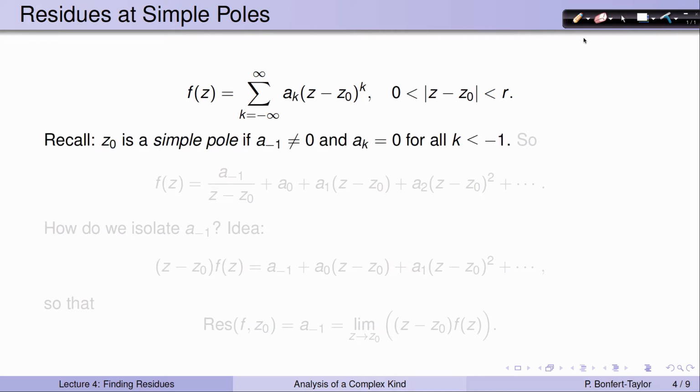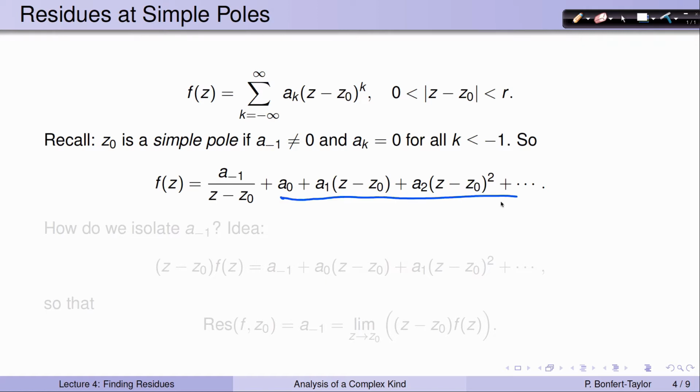Recall that z0 is a simple pole if the a_(-1) term in the Laurent series representation is non-zero, but all other a_k's for k's less than negative 1 are equal to 0. So there's exactly one negative power of z minus z0 in the Laurent series expansion. So f has the form a_(-1) divided by (z minus z0), and then all non-negative powers of z minus z0. How do we find this a_(-1) term?